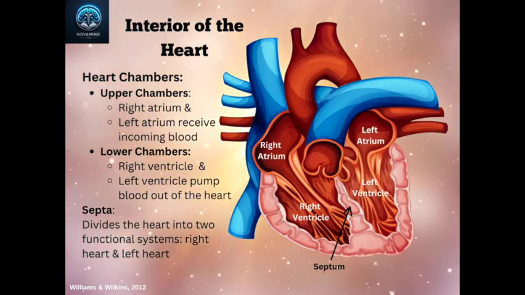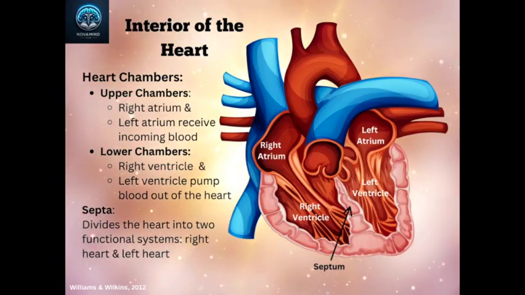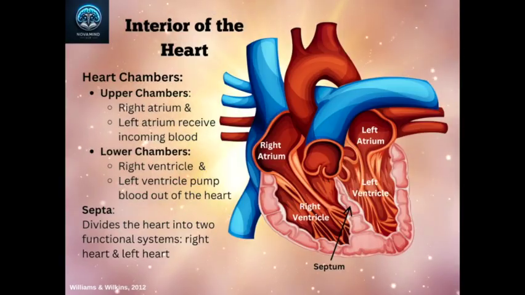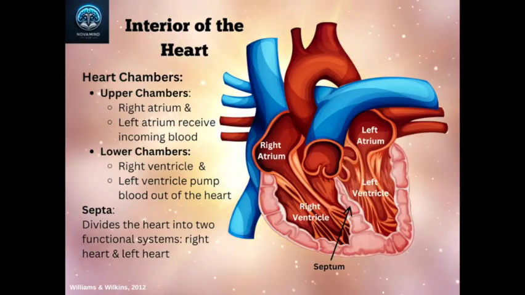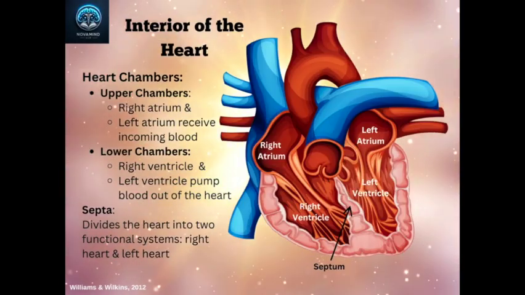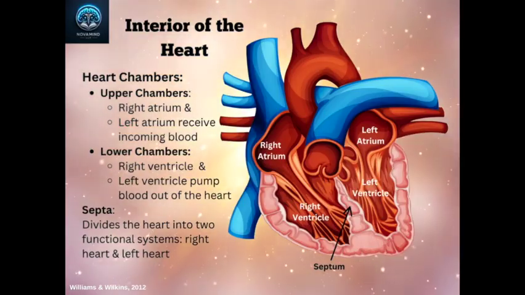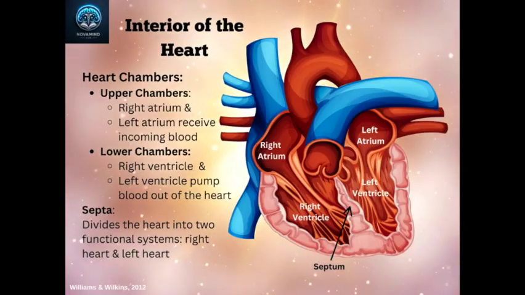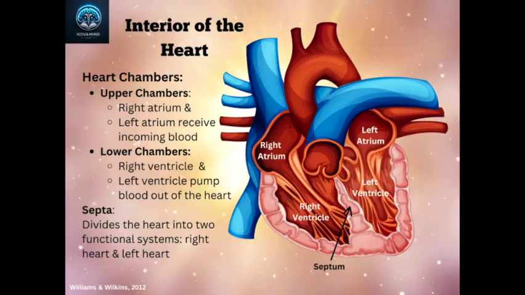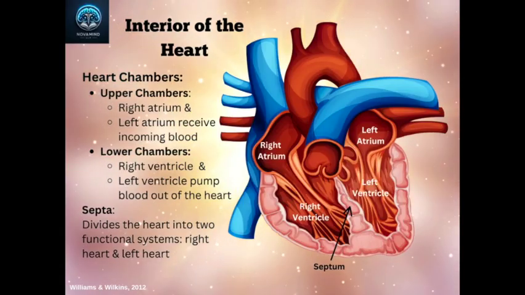The heart's upper chambers, the right atrium and the left atrium, serve as receiving areas for blood returning to the heart. The lower chambers, the right and left ventricles, are responsible for pumping blood out of the heart into the lungs and the rest of the body.